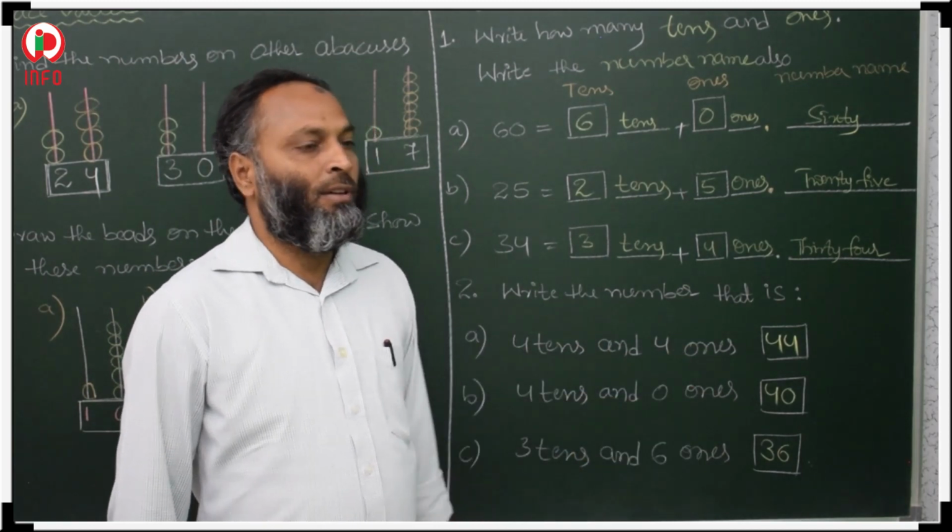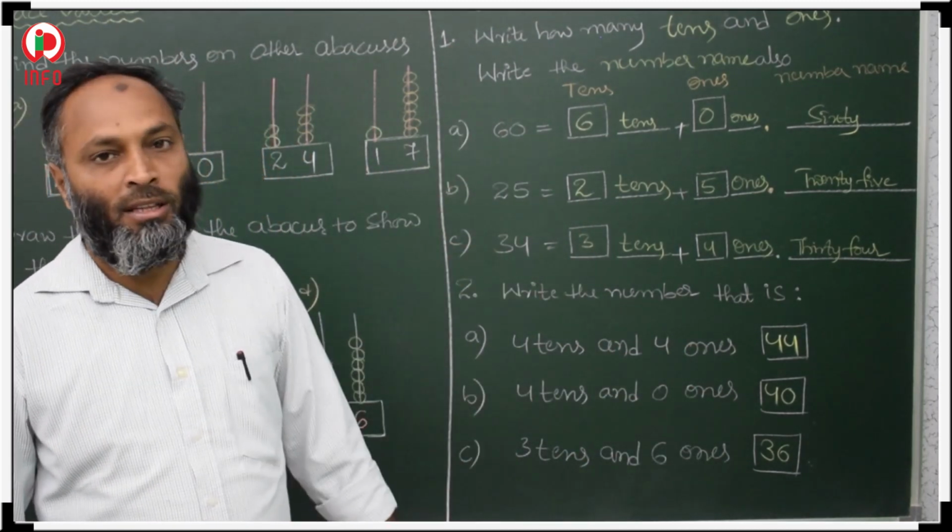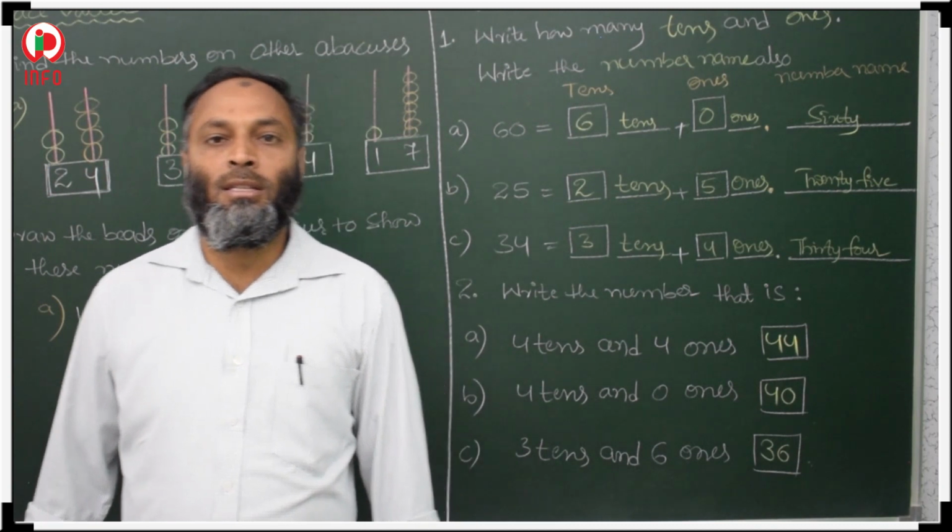4 tens and 1 ones. Okay. So these are the methods to do our book sums.